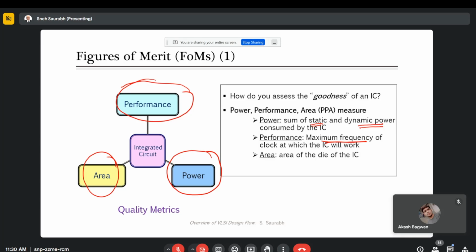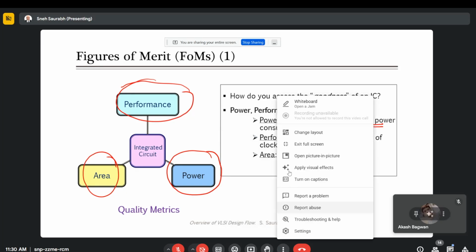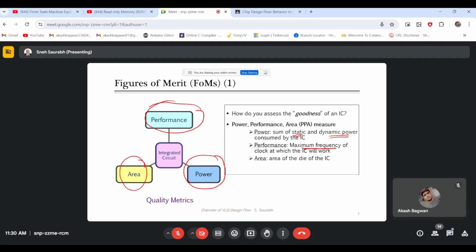Why do we want the area of our chip to be small? Because if the area is small, we will have more chips on the same wafer, right? Therefore, the cost of the chip will come down. So we want the area to come down, the performance or the maximum operable frequency to go up, and the power dissipation to come down. Ideally, these things we want in our chip, right?